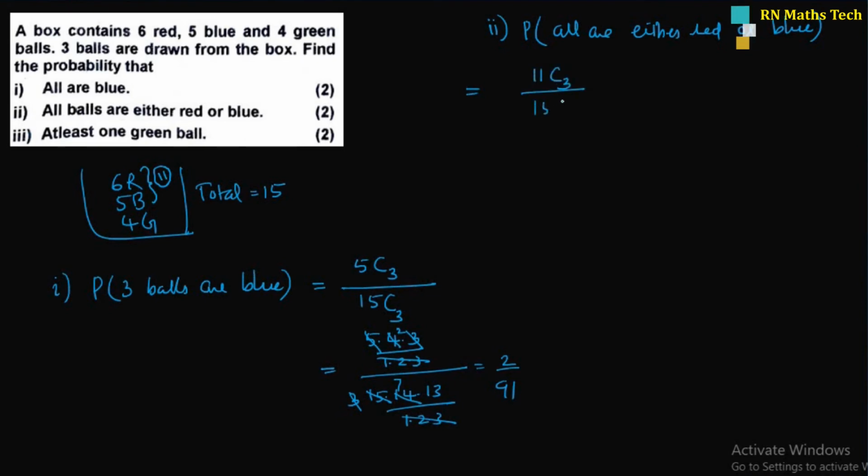11C3 by 15C3 എന്നാവും. അപ്പോൾ 11 into 10 into 9 by 1 into 2 into 3 divided by 15 into 14 into 13 by 1 into 2 into 3. 1 into 2 into 3 ക്യാൻസൽ ആവും. ഇത് സിംപ്ലിഫൈ ചെയ്യുമ്പോൾ 33 by 91 കിട്ടും. ഓക്കെ, ഇത് 5 കൊണ്ടാകുമ്പോൾ ഇവിടെ 2, ഇവിടെ 3 ആവും. 3 ഇവിടെ 3 വരും. അപ്പോൾ 2ഉം 14ഉമായിട്ട് ക്യാൻസൽ ആകുമ്പോൾ 7 ആവും. അപ്പോൾ 33 divided by 91.